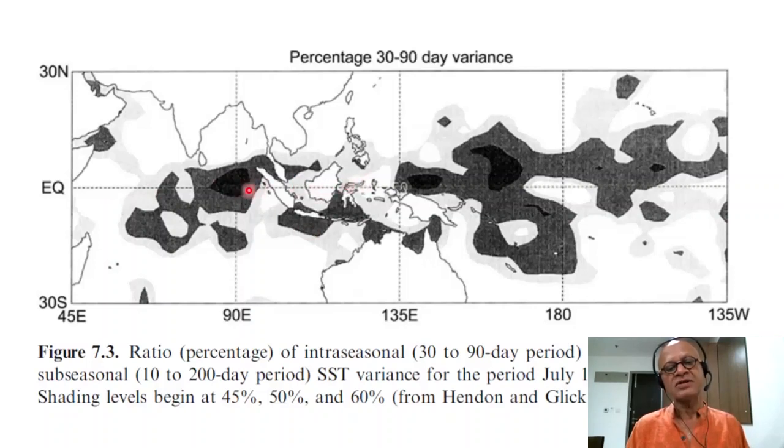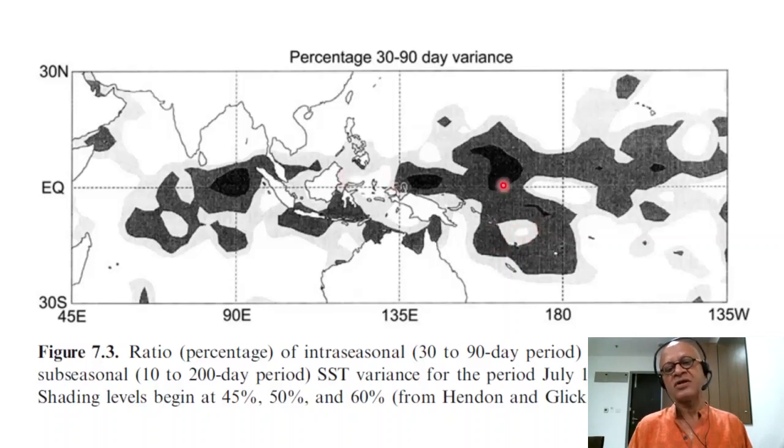Many of them are detoured southward. There are studies explaining why that happens, whether it's because of atmospheric processes or ocean processes. There seems to be strong air-sea interactions involved in the detouring as well. That detouring comes in here between Indonesia, New Guinea and Australia, and affects the South Pacific convergence zone, so you get the 30 to 90 day variance here as well.